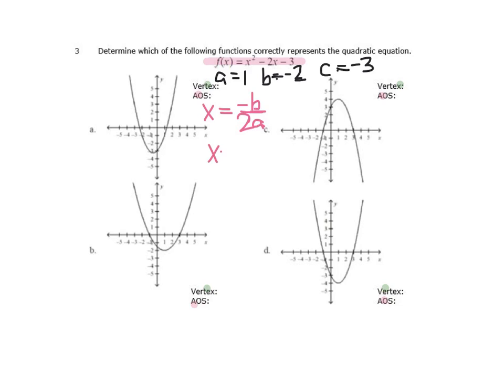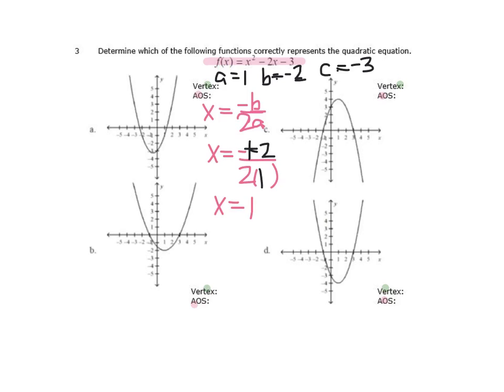So x equals negative, my b value, which is a negative 2, divided by 2 times my a value, which is a 1. Once again, two negatives create a positive. So we have positive 2 over 2, because 2 times 1 is 2, which makes my axis of symmetry have a value of a positive 1.